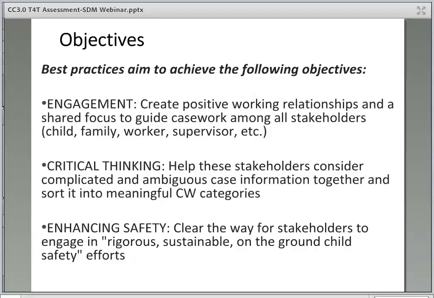These are the objectives of using best practices in child welfare. Engagement, creating positive working relationships and a shared focus to guide casework among all stakeholders. Critical thinking, helping these stakeholders consider complicated and ambiguous case information together and sort it into meaningful child welfare categories. And enhancing safety, clearing the way for stakeholders to engage in rigorous, sustainable, and on-the-ground child safety efforts.